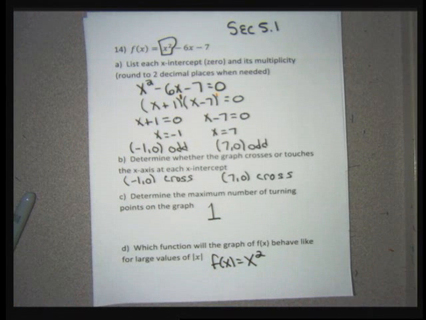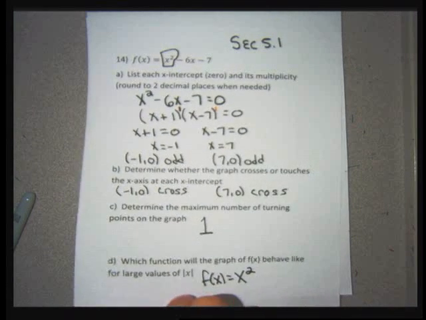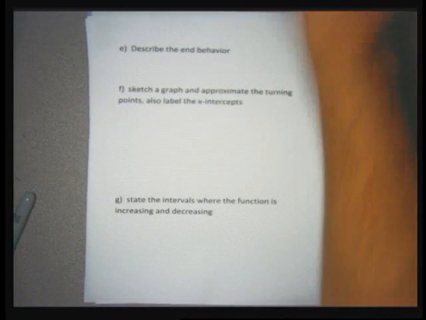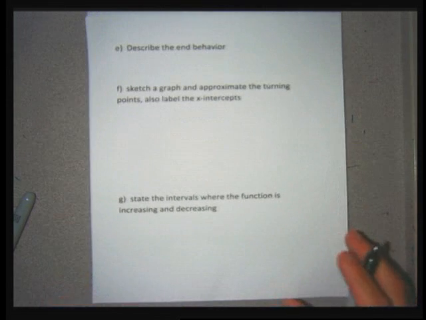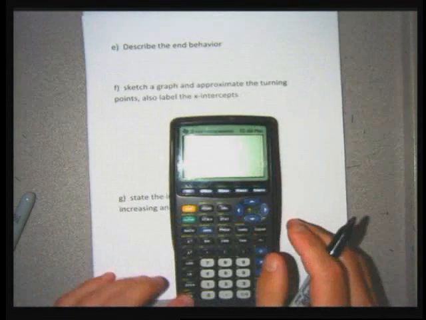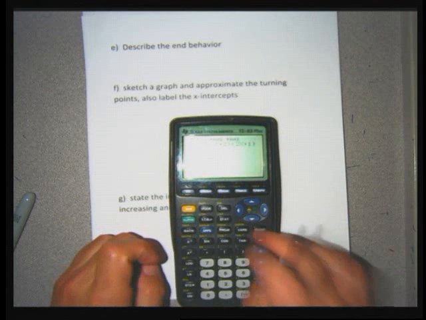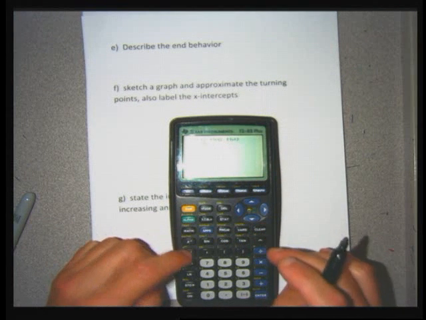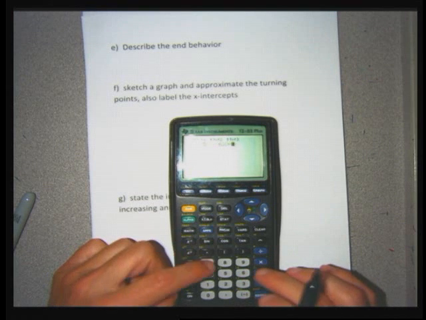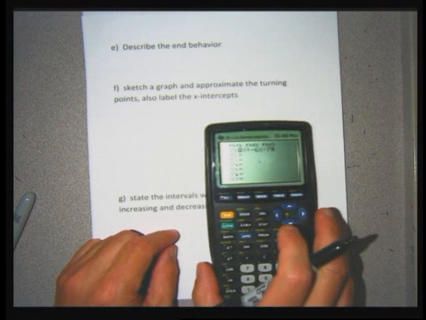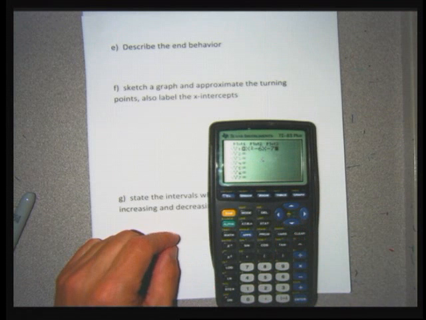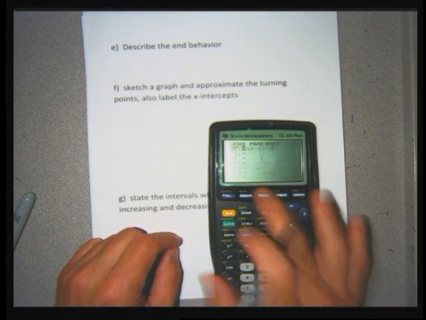I could do some work and find the vertex, and I will have to because that's going to be a turning point. But I use my calculator to do that. So that's the beginnings of number 14. I'm going to sketch a graph. The function is x squared minus 6x minus 7. I think just a generic standard window should work for this. So in my y equals, I clear it out and enter x squared minus 6x minus 7, and then hit zoom and standard.